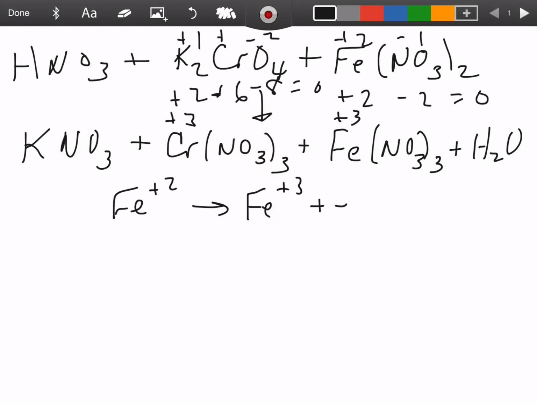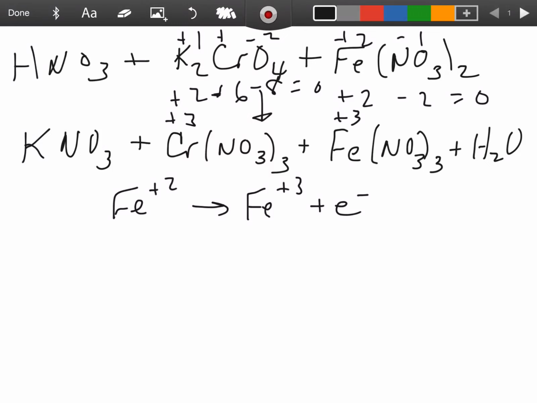So I'm going to add an electron to the product side. That's now a balanced half reaction. Is this an oxidation or a reduction reaction? You should be able to tell me that at this point and recognize that this is an oxidation half reaction because the iron +2 is giving up an electron and becoming iron +3. So it's losing an electron.